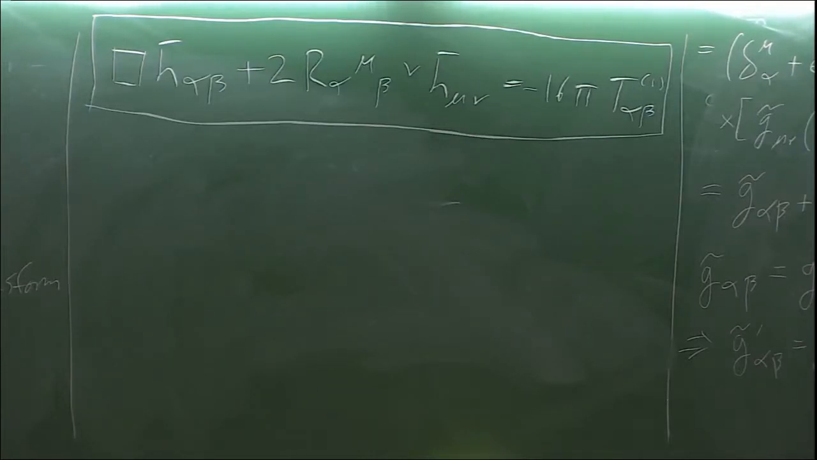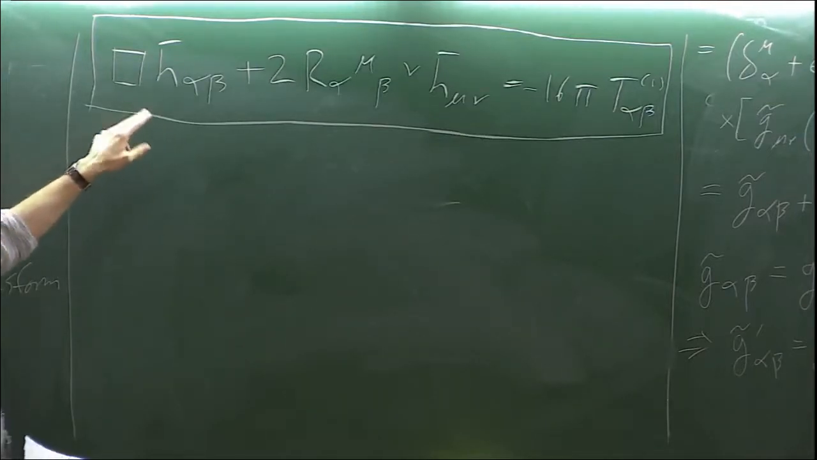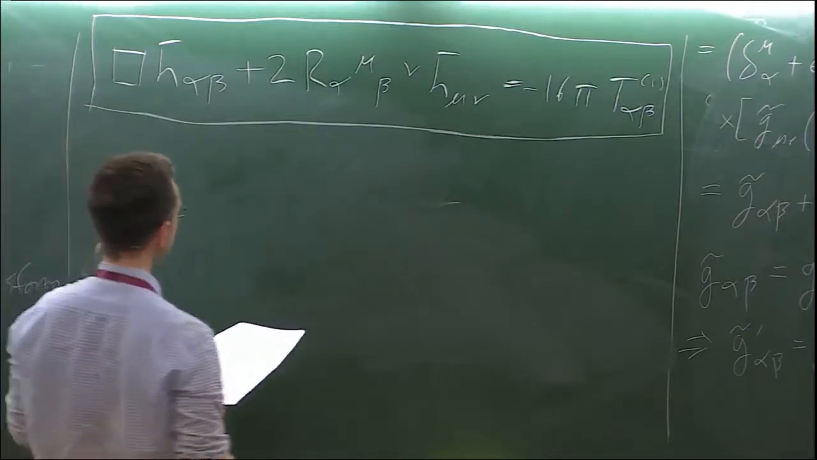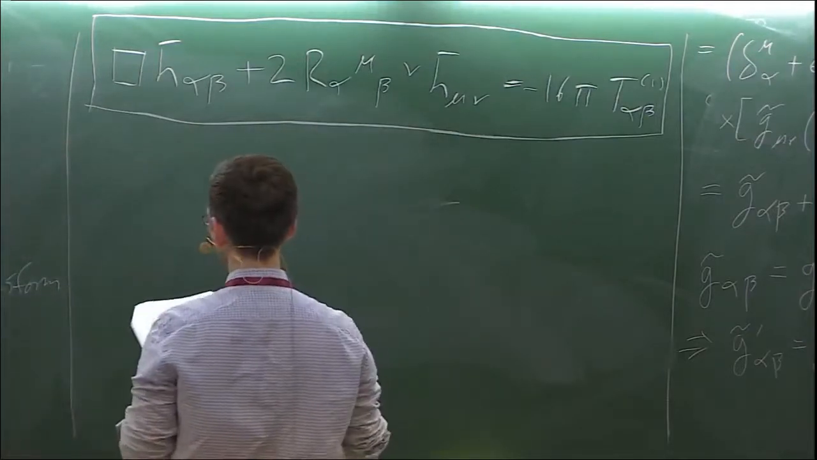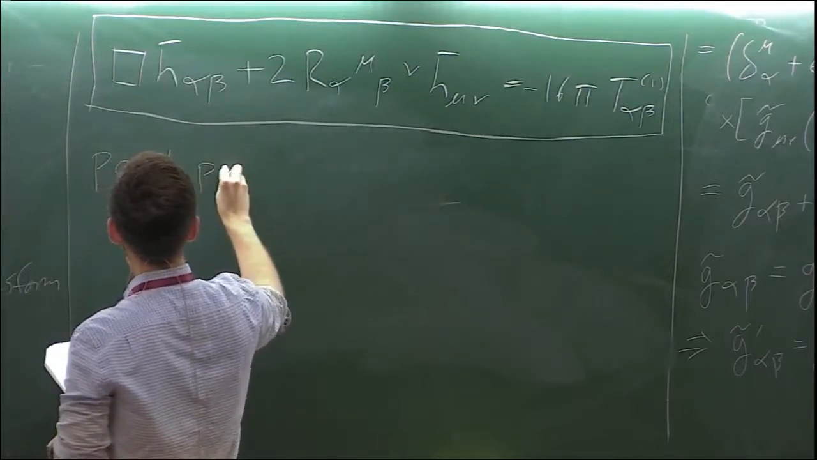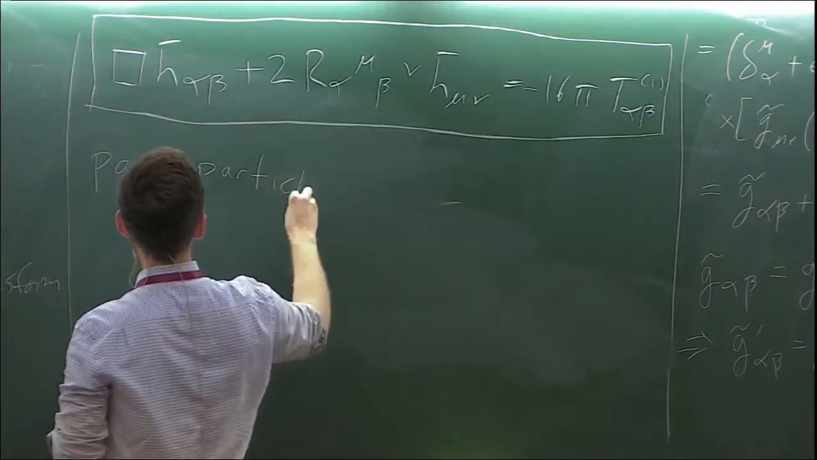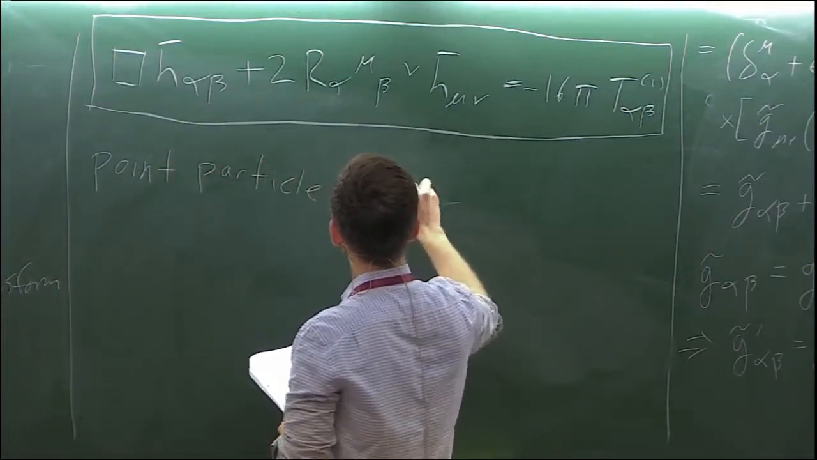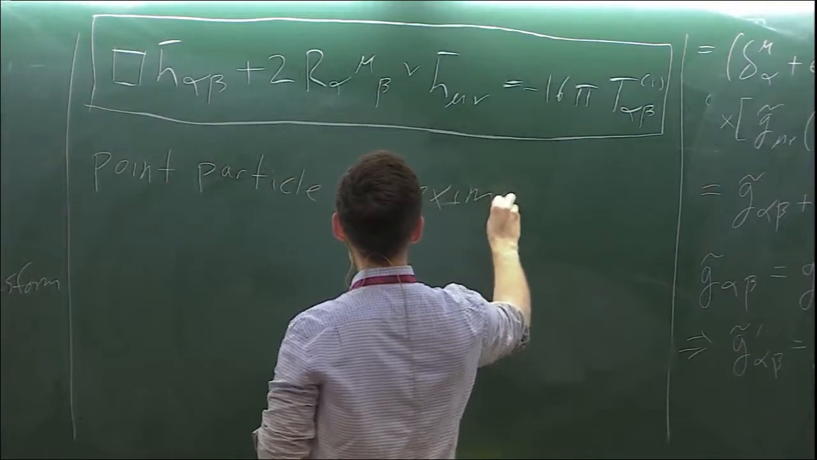So the left-hand side we have there is not the linearized Einstein tensor, it's minus 2 times the linearized Einstein tensor. So this is the equation we want to look at. And we're going to start looking at it by considering a point-particle approximation.